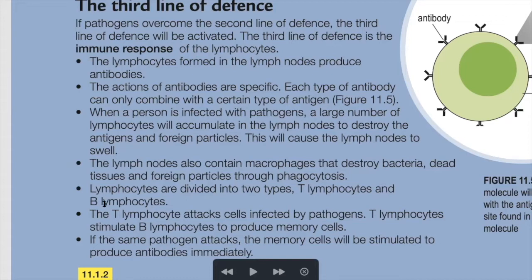Lepas tu lymphocyte ni, you see here, there are two types. Ada dua jenis lymphocyte yang dihasilkan dekat lymph node ni. We have T lymphocyte, we have B lymphocyte. Two of them will carry different function. Apa fungsi dia? Okay, awak tengok. Kalau T lymphocyte, fungsi dia adalah attack cell infected by pathogen. Maksudnya sel yang dah kena dengan patogen. Sebagai contoh, patogen tu dia attack sel A. So T lymphocyte itulah yang akan bunuh ataupun attack sel yang infected by pathogen.